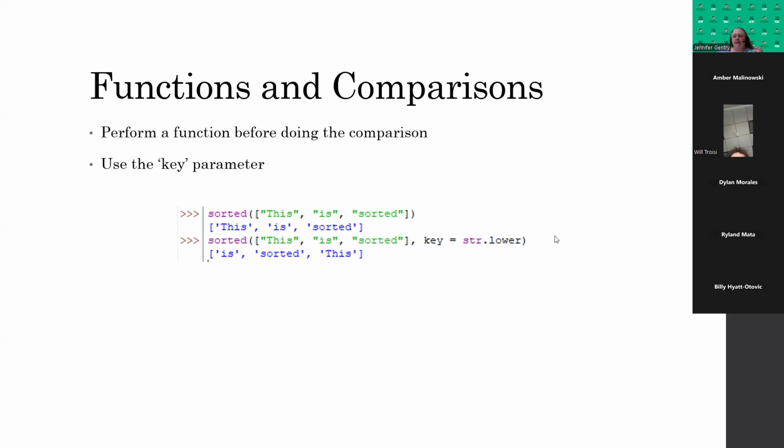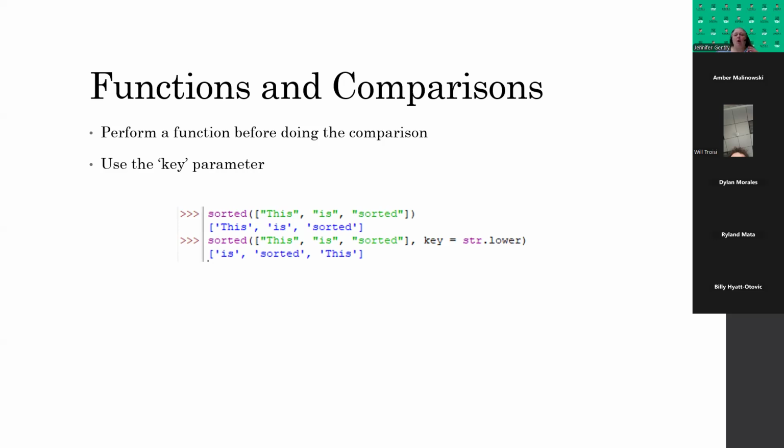If I indicate that I want the key to be string lower, what it does now is compare the lowercase t to the lowercase i and the lowercase s in sorted. So in that case, my word this is going to go all the way to the end, after the s, right? Because i is going to come first, then s, and then t. Because I did that, it basically ignores the case.